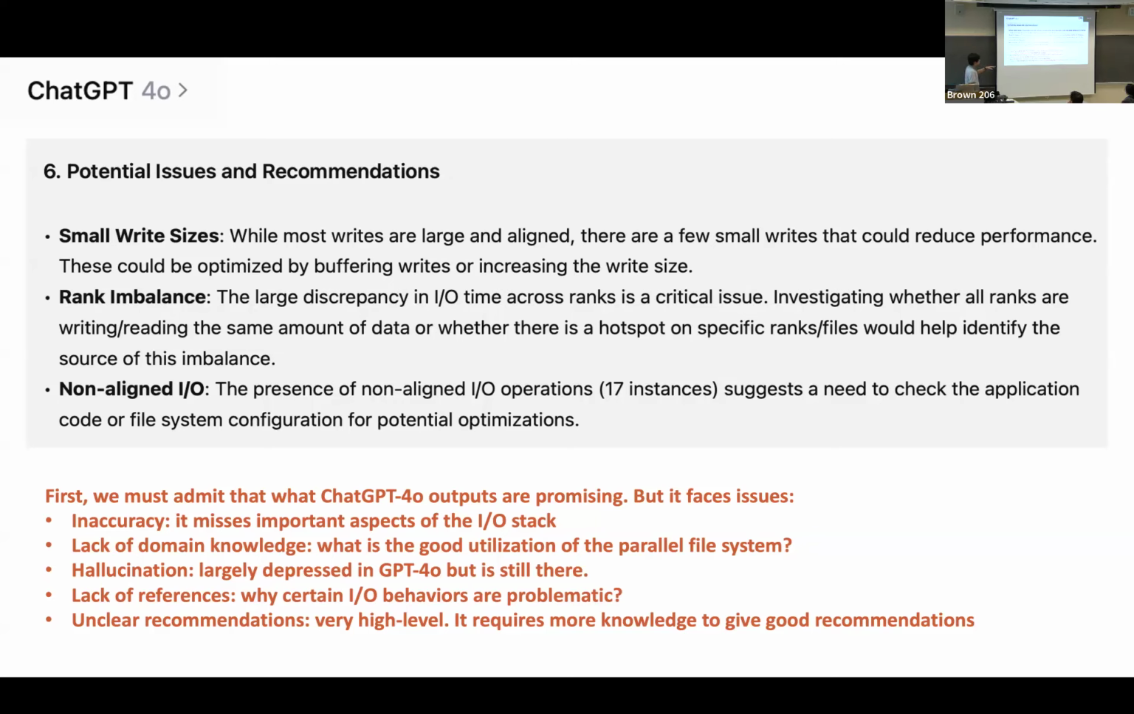One is that they provide inaccurate information. Many times they miss important aspects of the IO stack. They just talk about one thing because they don't know another thing is more important. And it lacks domain knowledge. So for example, what is a good utilization of a parallel file system? They don't have that knowledge. They will just say something very high level. Say, okay, if I do a lot of small IO, it's not good. Everyone knows that, right? Everyone knows that if you do small IO, it's not good. But the problem is, what kind of small IO is not good? And at what scale is it not good? Those kinds of things, they don't have the ability to reason about, and they don't have the domain knowledge to do so either.